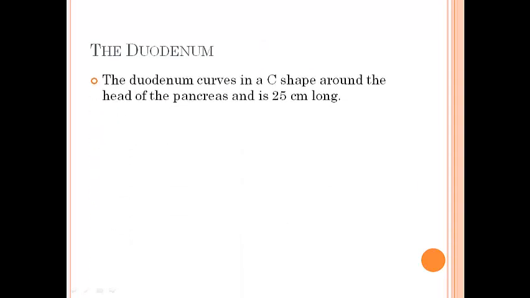Okay, so like I said, the duodenum is the part of the GIT that comes directly after the stomach. It curves in a C shape around the head of the pancreas, so it comes in close contact with the head of the pancreas, and it is generally 25 centimeters in length.